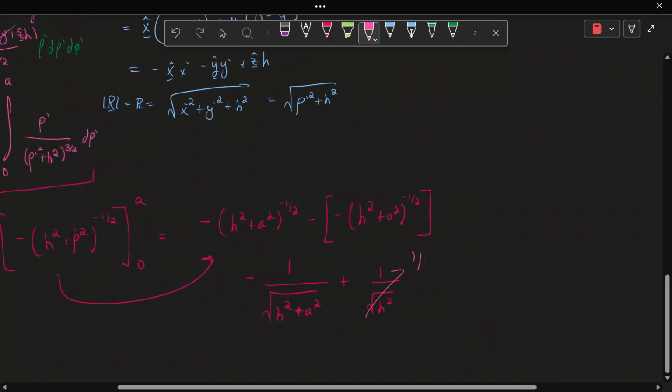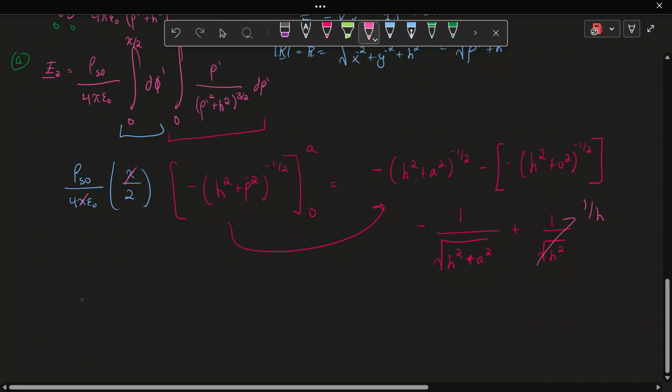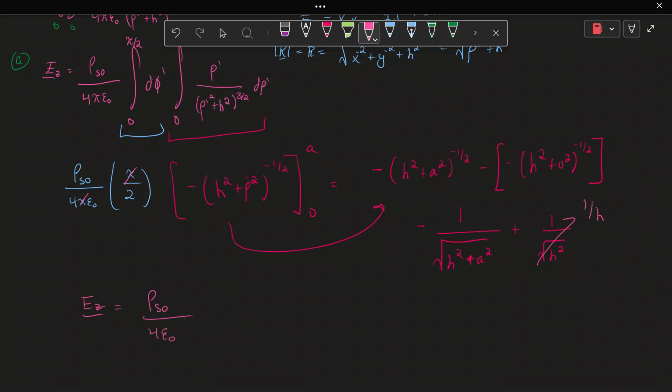Right? So what are we left with? We are left with the z component of the electric field is equal to rho s0 divided by 4 epsilon naught. Actually it would be 4 times 2, so 8. We can rewrite this as 8. Times, we put the 1 over h in front.